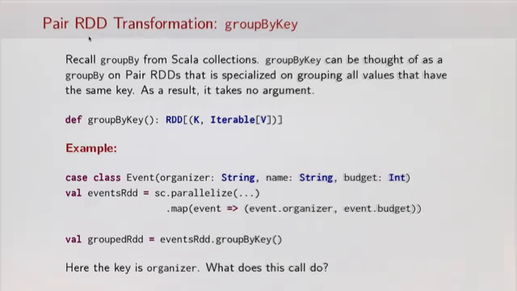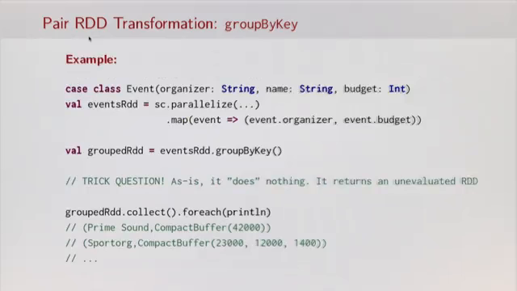So what does this call do? I'll let you think about it for a moment. Remember, the key is the organizer. Haha, it was a trick question. The answer is that it does nothing as it is. It returns a reference to an unevaluated RDD. Remember that groupByKey is a transformation. So that means it's lazy and nothing happens when you call it. It returns a reference to an unevaluated RDD.